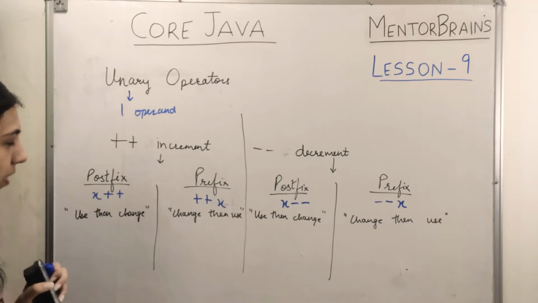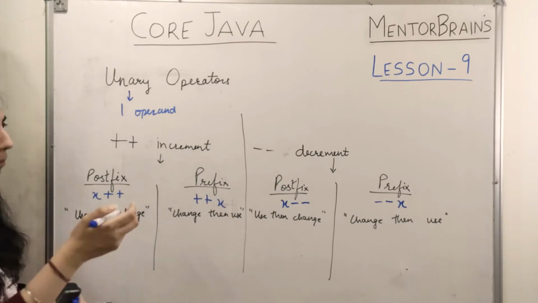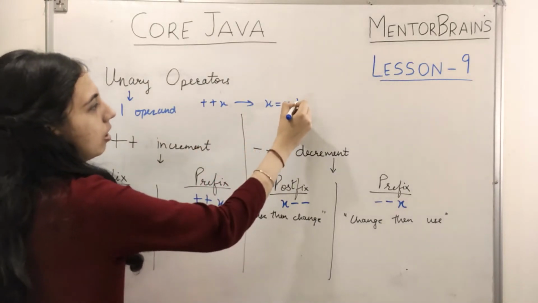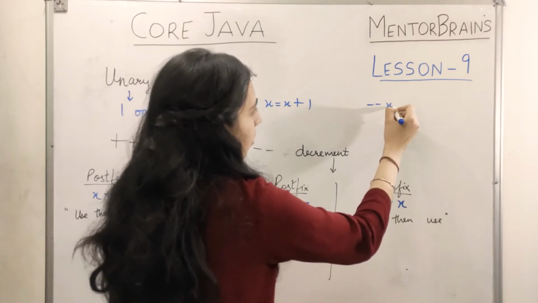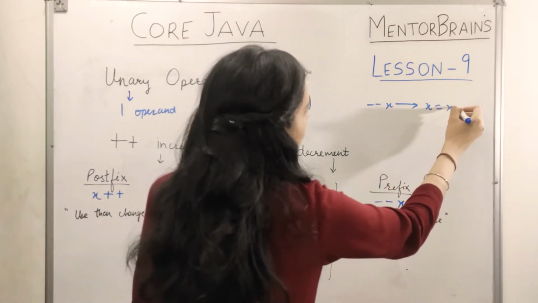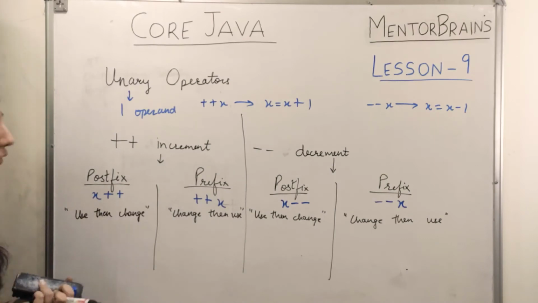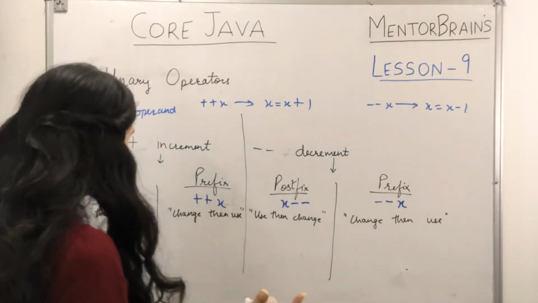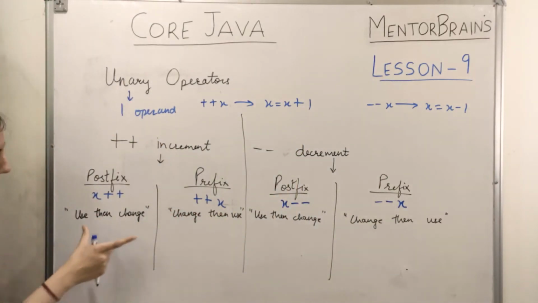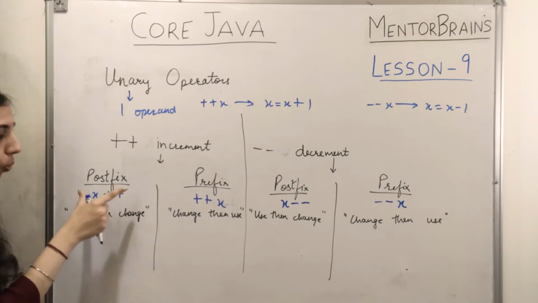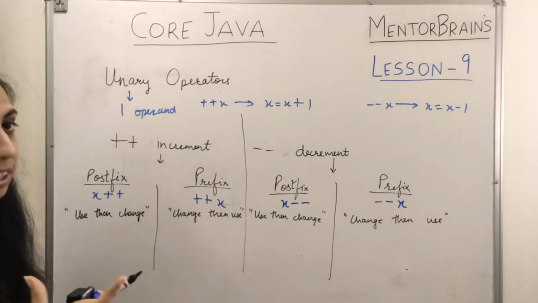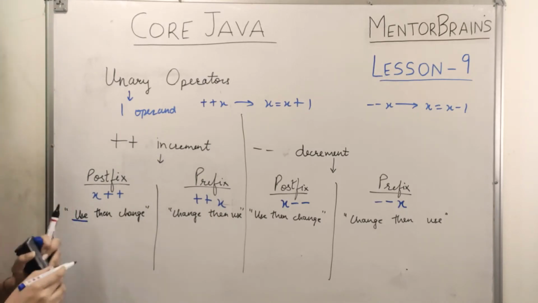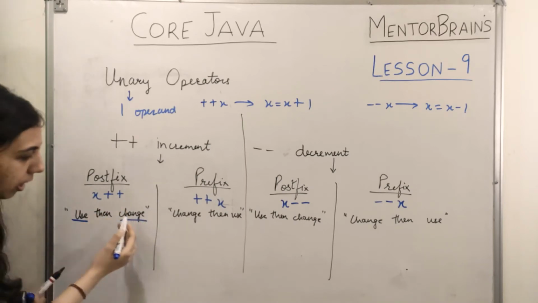Increment means that if you have plus plus x, you are increasing the value by 1, or if you have minus minus x, you are decreasing the value by 1. Similarly for x plus plus and x minus minus, but there is a slight difference, as I told you in the rule. When you are incrementing the value of x by 1 and using it in a statement, you will use the older value first, and then change it in the memory location.